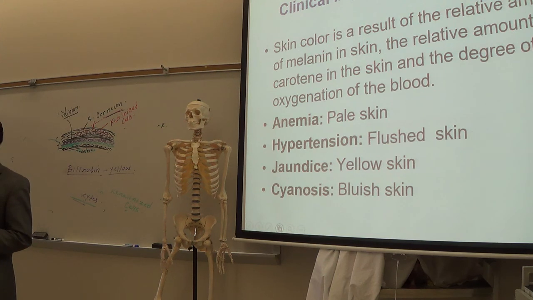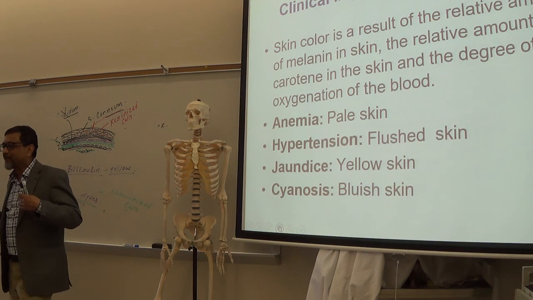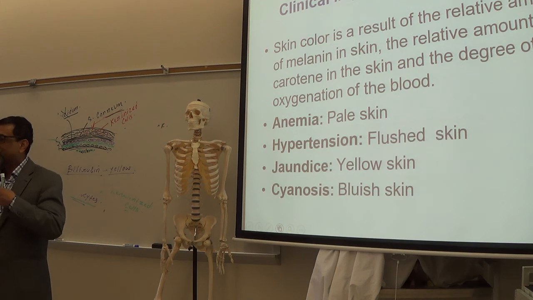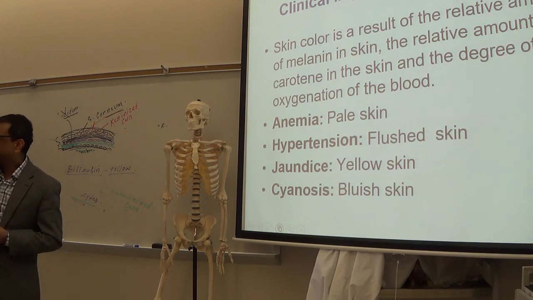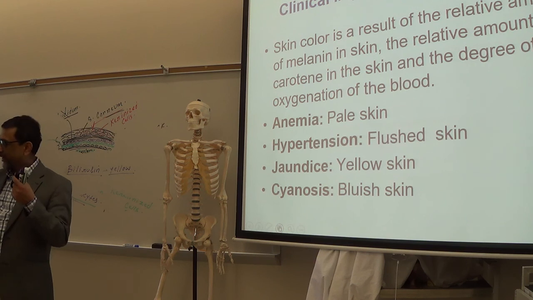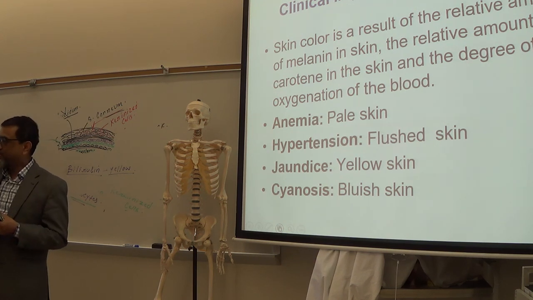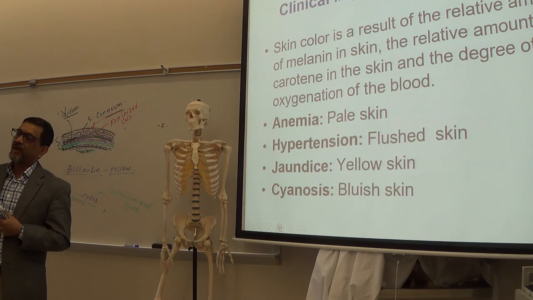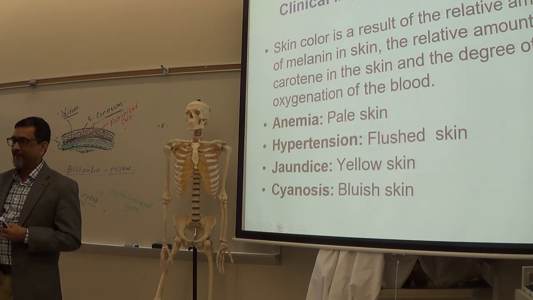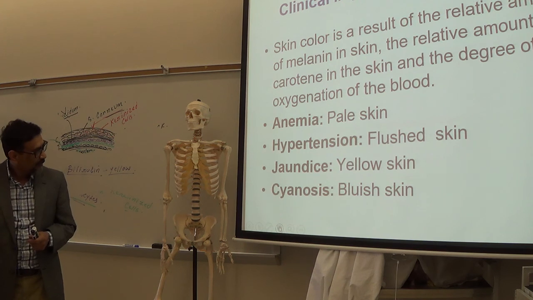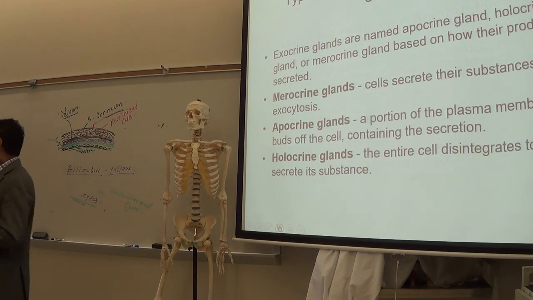Cyanosis. What is cyanosis? Bluish coloration of the skin. Blue. When does that happen? If your breathing stops for a while, right? Yeah, lack of oxygen. That means what? Increase of carbon dioxide in the body. Make sense? So increased carbon dioxide causes cyanosis, bluish coloration of the skin. Okay, so those are the skin colors.